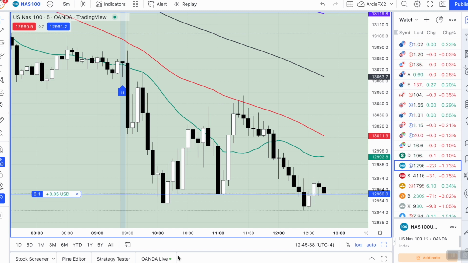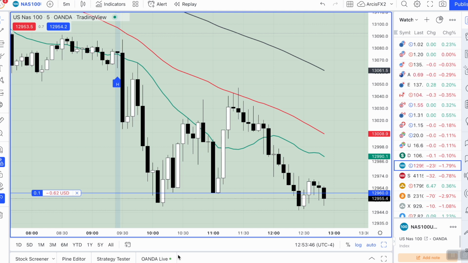So although we've now, this is the third test, generally the third test is not the best one. We want the first test, which was there, the second one, which was there, and now we're on the third one. But sometimes you get lucky with a third retest.